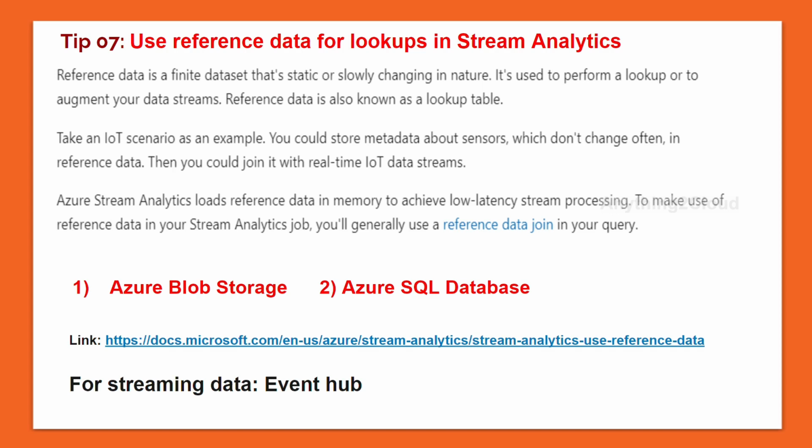Azure Stream Analytics loads reference data in memory to achieve low latency stream processing. To make use of reference data in your Stream Analytics job, you generally use a reference data join in your query. Basically, what we need to understand from here is reference data is a finite data set that doesn't change very often. We can use reference data as a lookup in Azure Stream Analytics, and you can use Azure Blob Storage or Azure SQL Database to store this reference data, which can act as a lookup in Azure Stream Analytics.